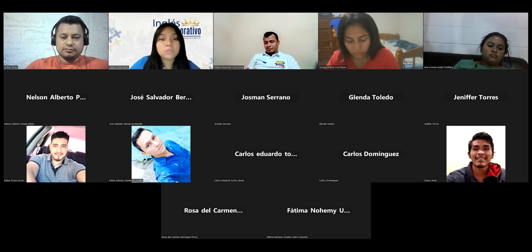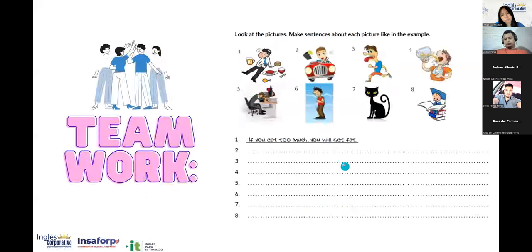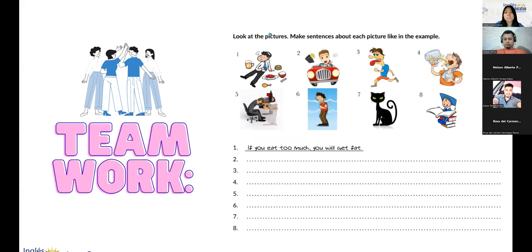All right, so what we are going to do right now is go to different breakout rooms and start working on this. You need to match which sentence goes with each letter. Then you need to move to this part. You are going to create a sentence for each picture. You are going to use your imagination. So we have number one, if you eat too much, you will get fat. In this case, it's about picture number one. Picture number two, you need to create a sentence with the first conditional only. Do you have any question? No?